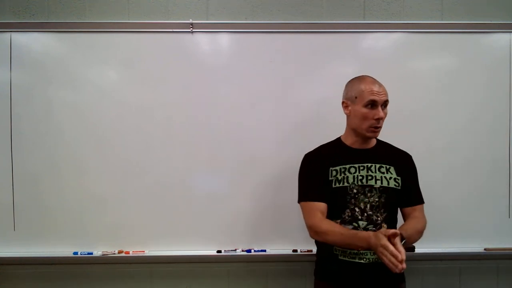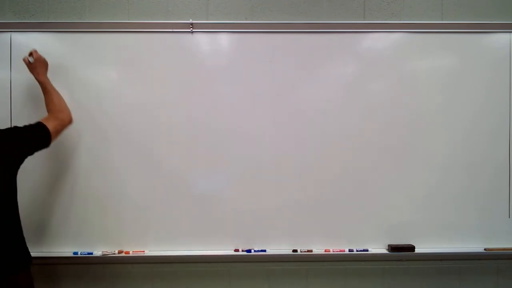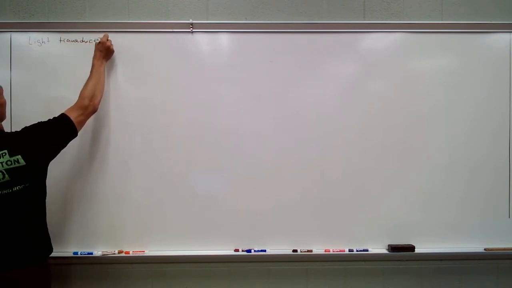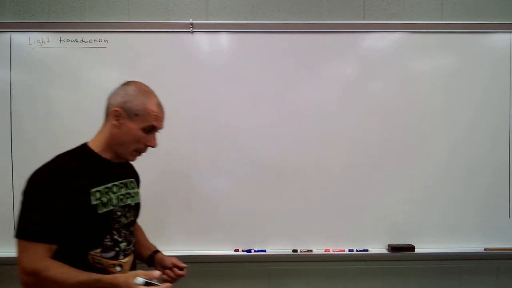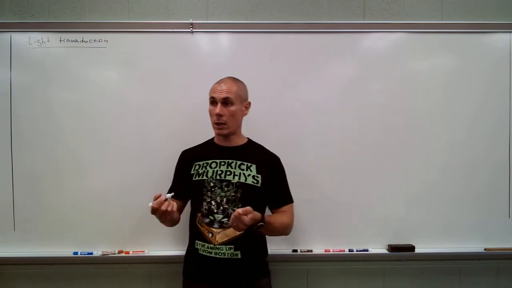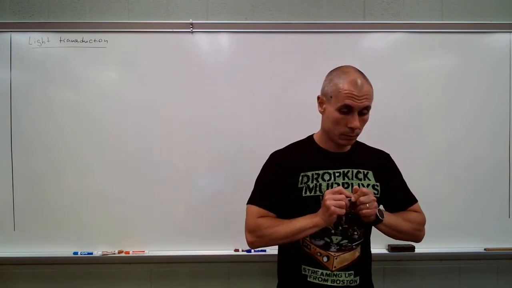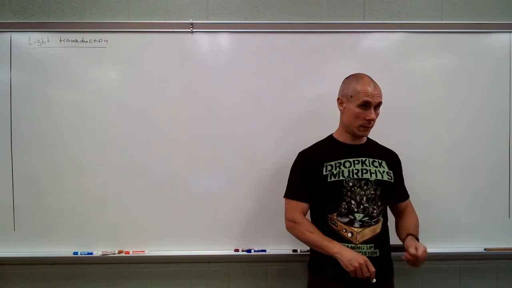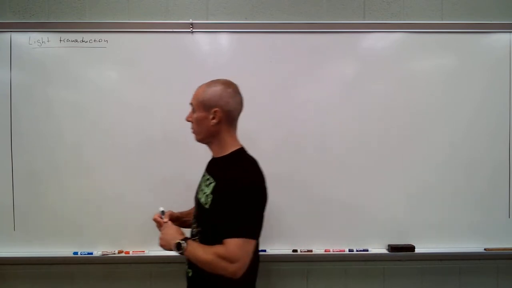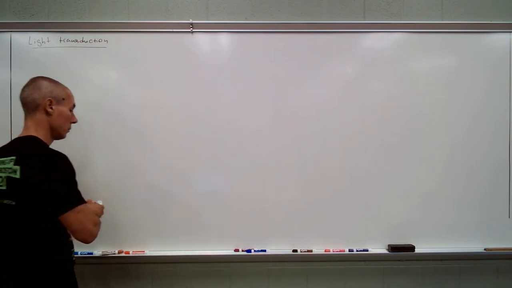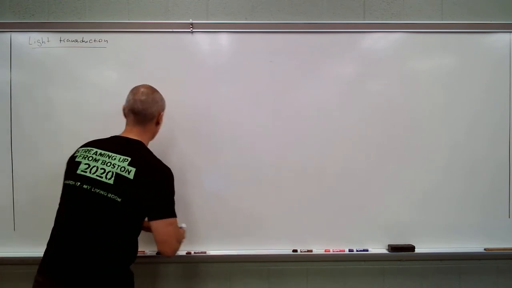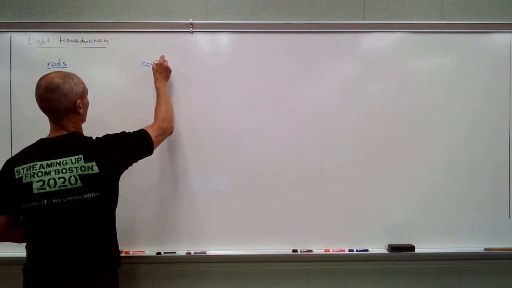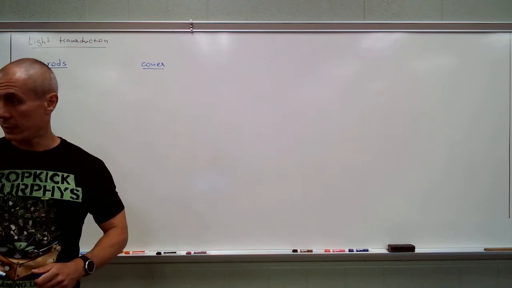Okay, so let's chat about light transduction, and we're going to start with the cells. Light transduction, the conversion of light into a nerve impulse, is carried out by two types of cells. I'm going to draw very primitively, and we're going to have rods and cones. So first of all, why do we call them this?